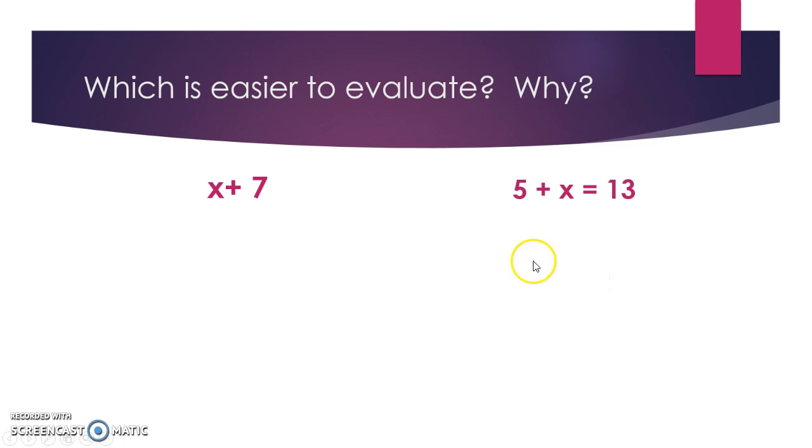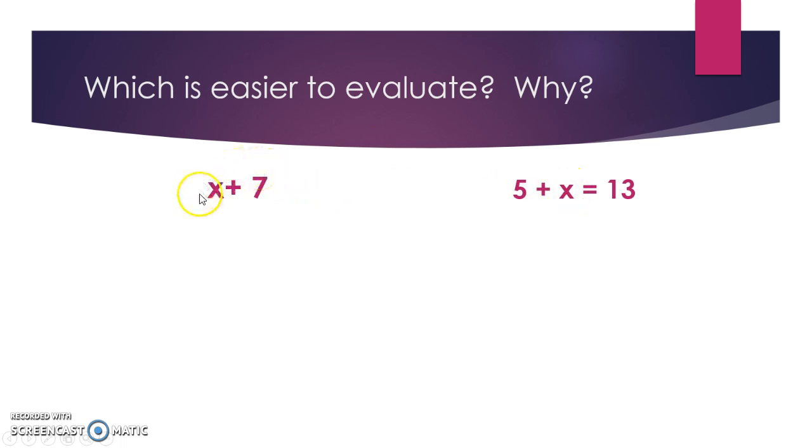So let's take a look at these terms with letters in them. X plus 7, or 5 plus x equals 13. Let's take a look at those. I'm going to look at this one, because there's an equal sign. 5 plus x equals 13. Well, I know if I count up from 5, 6, 7, 8, 9, 10, 11, 12, 13, that has to be 8. 5 plus 8 would give me 13.